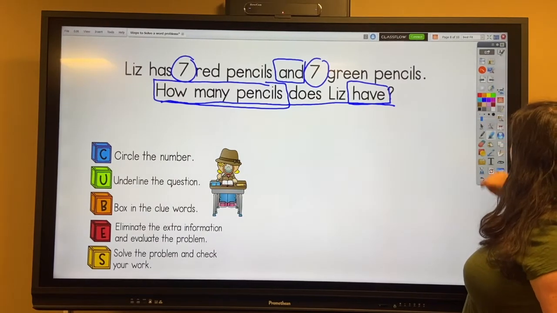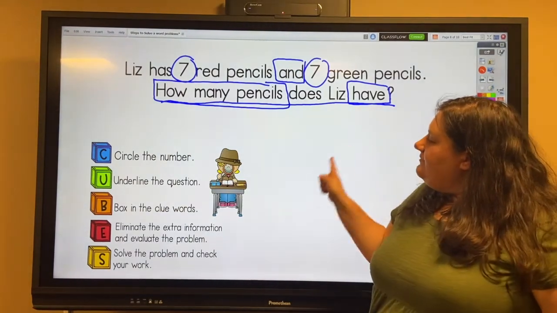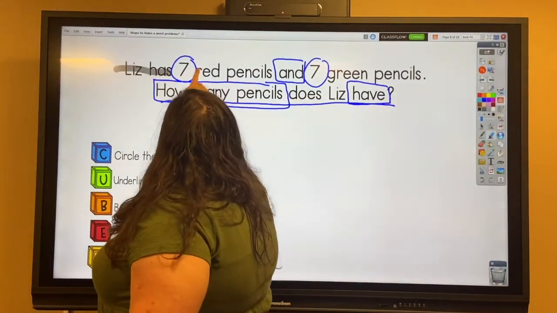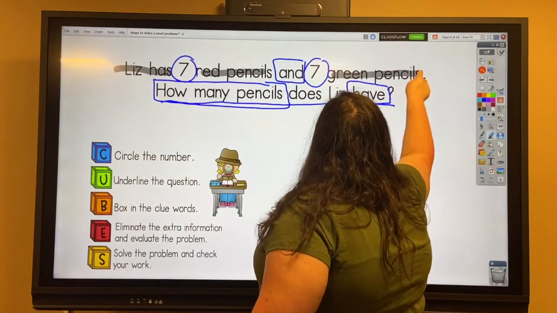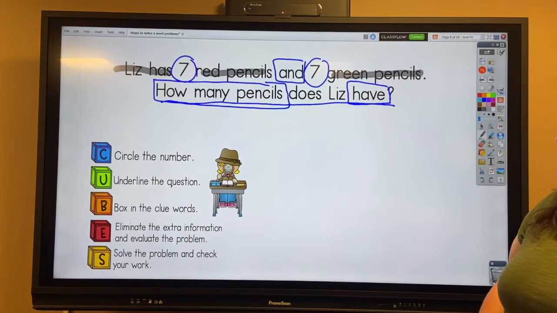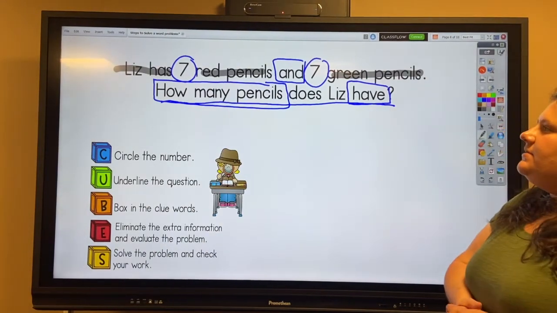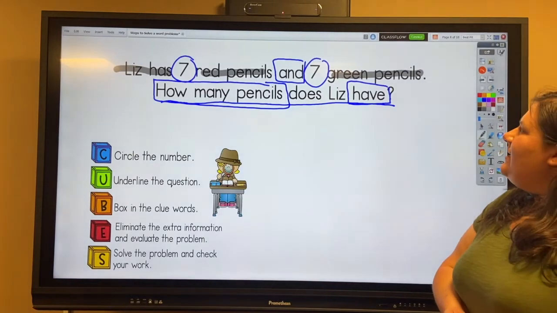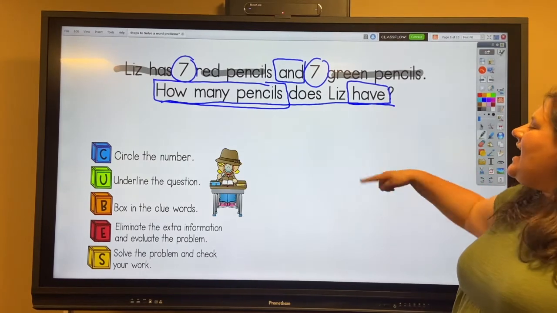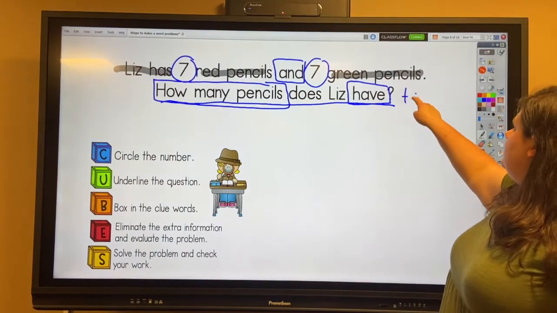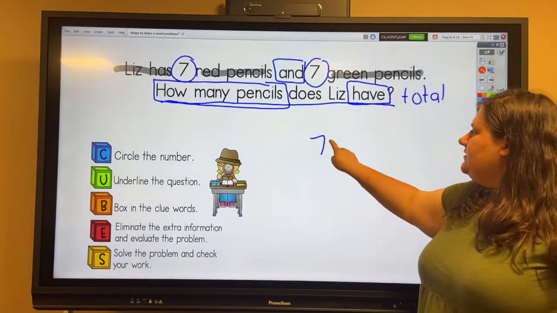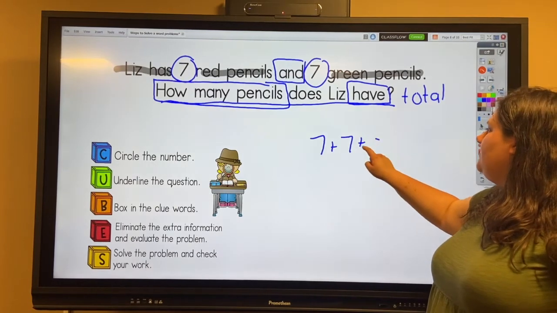Now I'm going to take my black marker and I'm going to cross out all the information that is not circled, underlined, or boxed in. So Liz has red pencils, green pencils. All right, and then I'm going to sit back and I'm going to evaluate what do I need to do to solve this problem. So Liz has 7 red pencils and 7, and they want to know how many pencils she has all together. So that would be the total. I think I'm going to be adding to find that answer. And again, I wanted to solve it quickly.